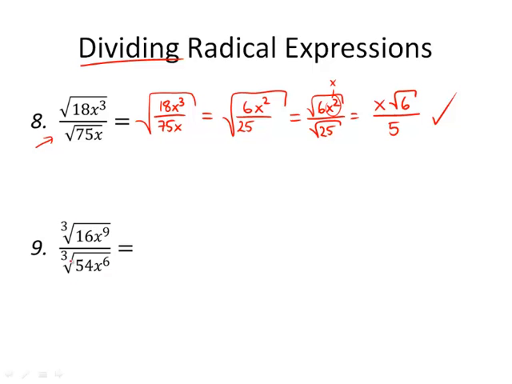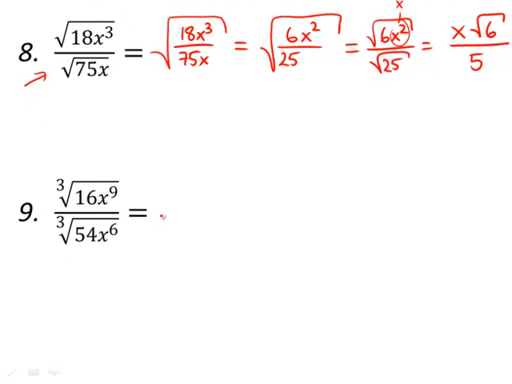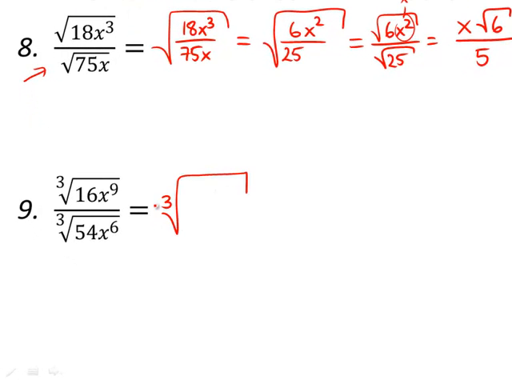Let's try the next one. So let's simplify the inside first. You don't have to simplify the inside first, but it's good practice. It makes the process a bit quicker here. So if you simplify 16 over 54, you end up with 8 over 27. And x to the 9 over x to the 6 will leave you with x cubed on top.